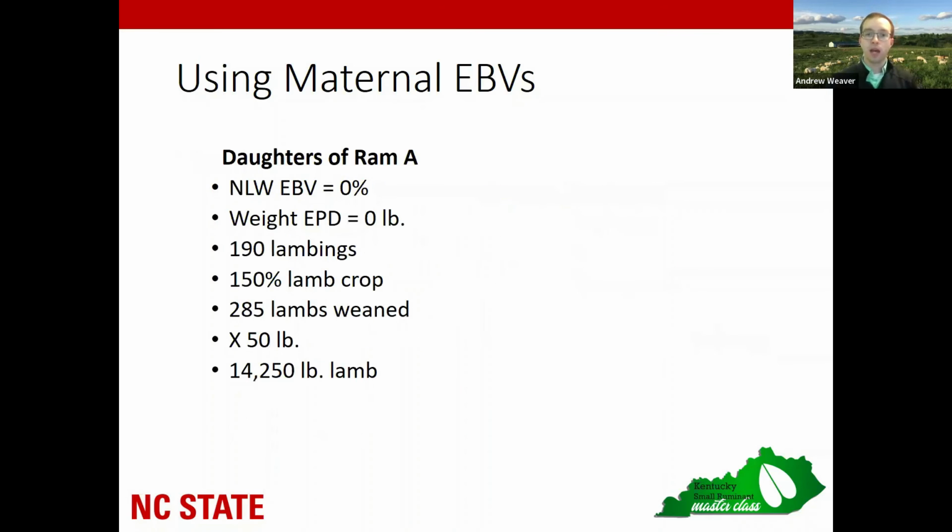So daughters of ram A. Daughters of ram A have a number of lambs weaned EBV of 0% and a lamb weaning weight EPD of 0 pounds. We're going to have 190 total lambings from daughters of ram A. They're going to produce a 150% lamb crop. So that's 285 total lambs weaned, 190 times 1.5. Each one's going to weigh 50 pounds. So that's 14,250 pounds of lamb.